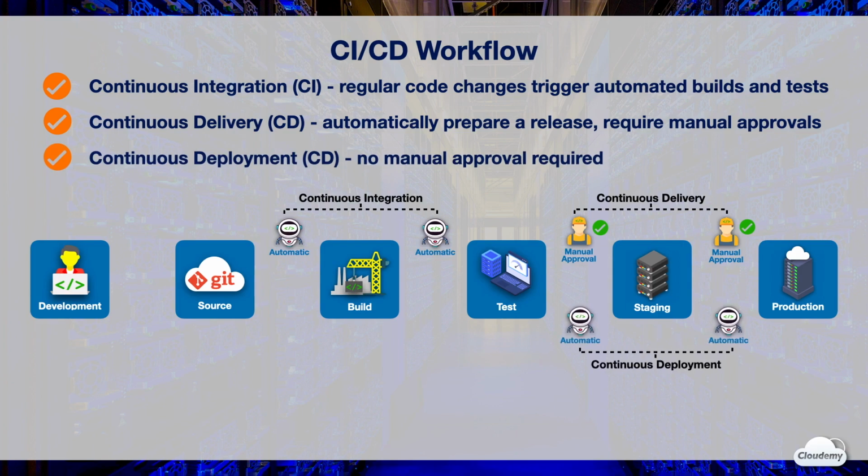Continuous deployment pipeline fully automates the release process, including the production releases without any manual approvals. Successful builds and tests automatically trigger the deployments to multiple stages. After all non-production stages are successfully deployed and tested, the software updates are deployed to production automatically.